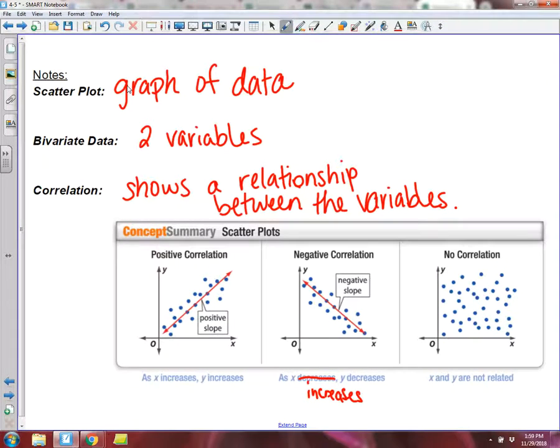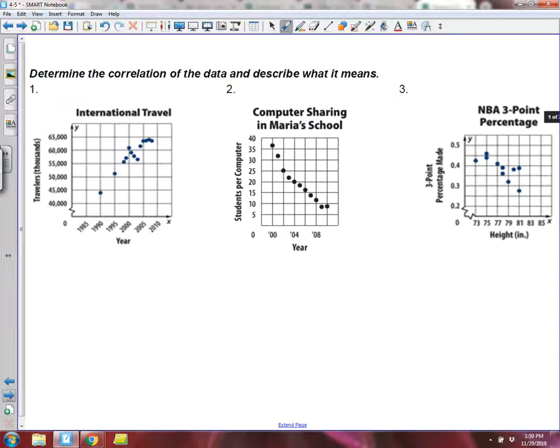Okay, so I believe I have three graphs down there for you. Are they all scatter plots? They are. I want to know what the relationship is, and then I want you to describe it. So take a look at the first one. Is it positive going up, negative going down, or none, it's everywhere? It's positive. So you're going to tell me that the relationship is positive. Then you need to describe it to me.